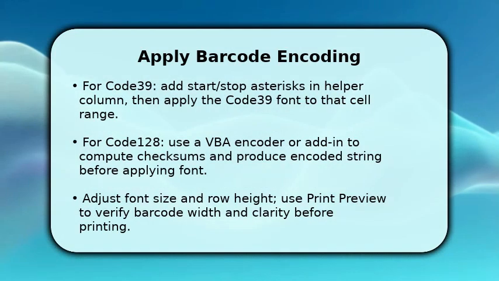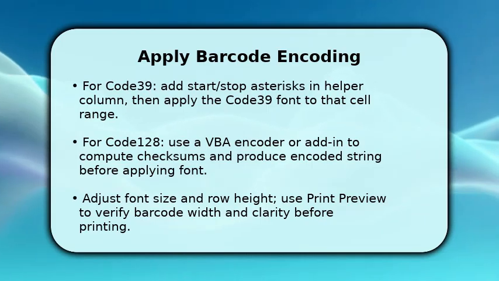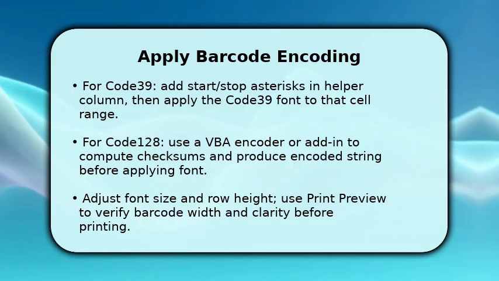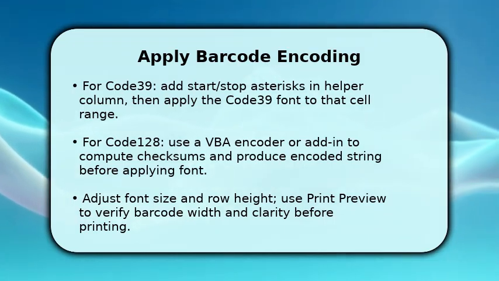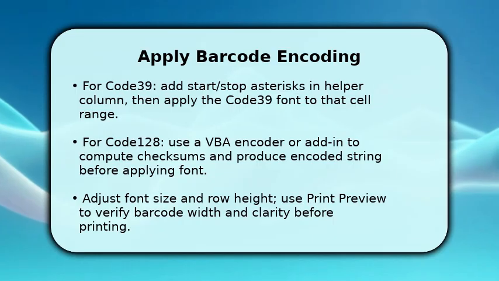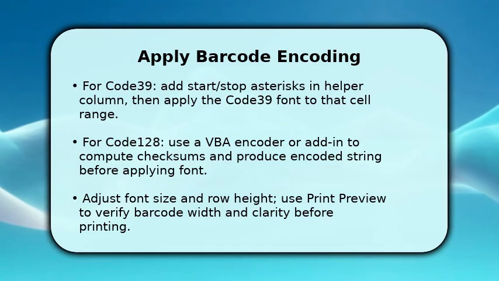Next, convert text into visual barcodes. If you use Code 39, simply wrap each value with asterisks in a helper column and set that column's font to the Code 39 font. Excel will draw bars. If you need Code 128, run a VBA encoder macro or install an add-in to compute required checksums and return the encoded string, then apply the Code 128 font.